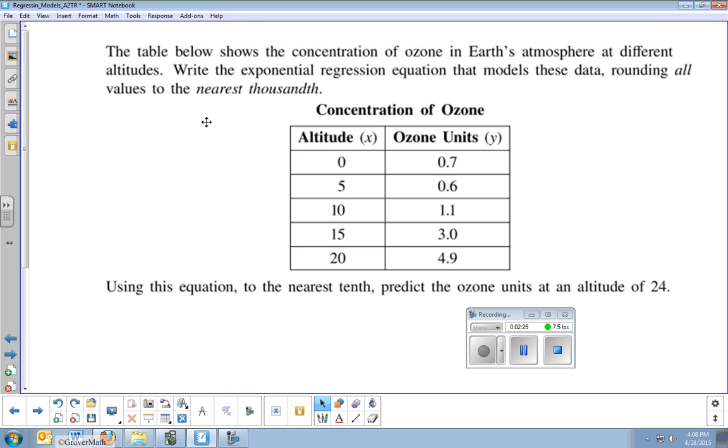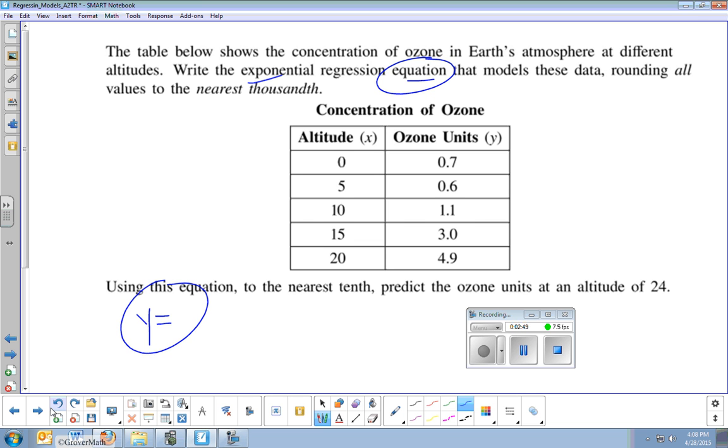So let me just do this example with you. The table below shows the concentration of ozone in Earth's atmosphere at different altitudes. Write the exponential regression equation. The fact that it's an equation means we're going to have a y equals in front of it. Don't forget that. You will lose points if you don't have y equals when you're asked to write an equation. So y equals, that models this data.